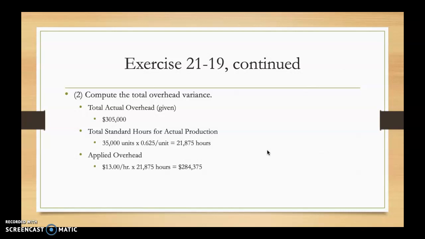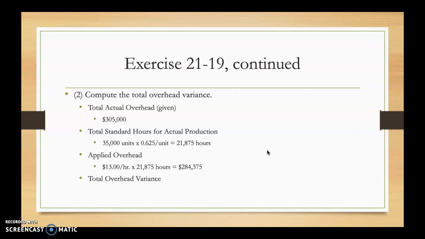Then we are going to find the applied overhead, total overhead. This is found by taking that rate that we found on the last slide of $13 per hour and multiplying it by that total standard hours that we just calculated of 21,875, which gives us a total applied overhead of $284,375.